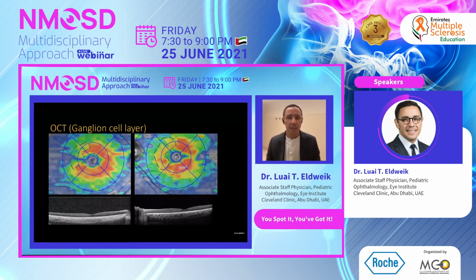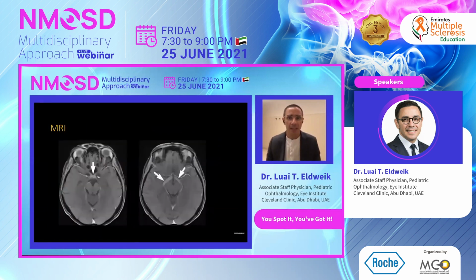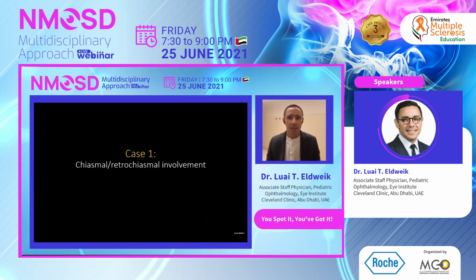What's next? Same thing, MRI of the brain and the orbit. Here you can see enhancement of the optic chiasm and optic tracts. This is atypical for MS-related optic neuritis. This is the patient with NMOSD optic neuritis. So the first case tells you that patients with simultaneous vision loss, and patients with chiasmal or retrochiasmal involvement, are your atypical patients, and they need a different workup and also different treatment, which we'll talk about later on.